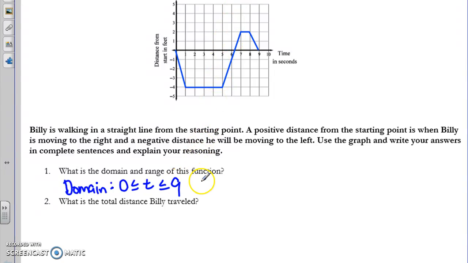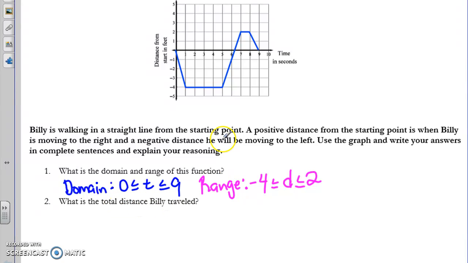Okay, so same thing for range. Range only talks about the y values, so I go to my y-axis. The lowest y value is -4, so that's -4 less than or equal to d for distance, less than or equal to my highest distance, which is 2. So that would be the domain and range.